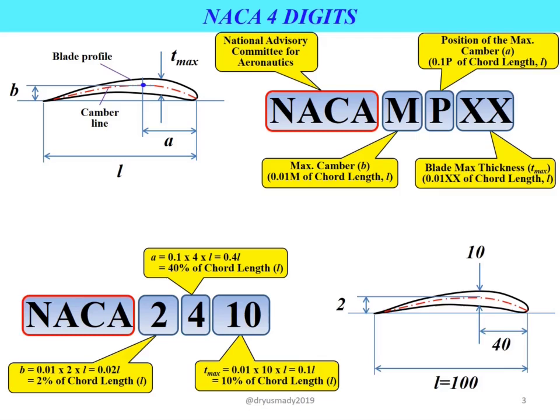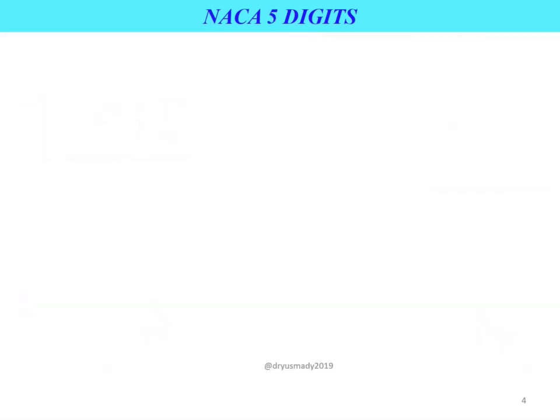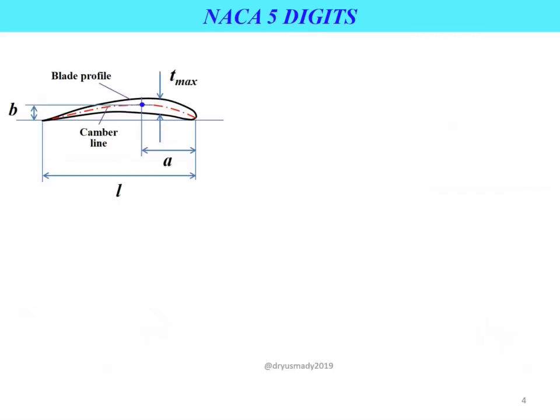So let's say the chord length distance equals 100 centimeter. We will get the value of B at 2 centimeter, the value of T max at 10 centimeter, and also the value of A at 40 centimeter. That's how we interpret the NACA 4-digit codes for a specific blade. Okay, next is about the NACA 5-digit codes.